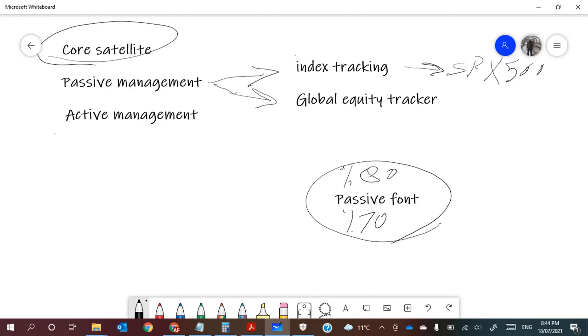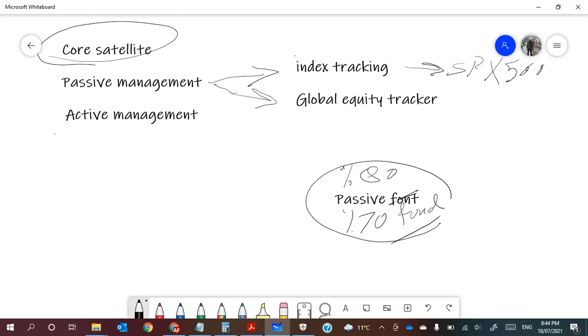Sorry, it says font. It should be font anyway. This voice recognition sometimes is not working. Font. Okay.